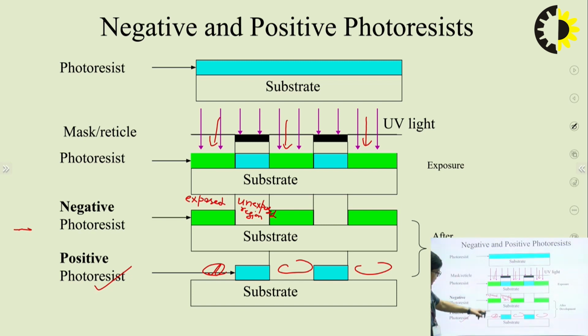So, photoresist is removed from the exposed regions in case of positive photoresist, and photoresist is removed from unexposed regions in case of negative photoresist.